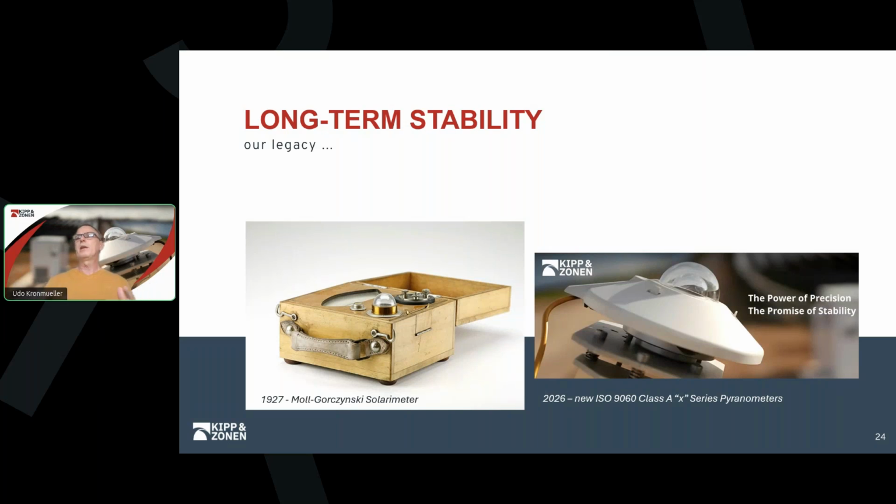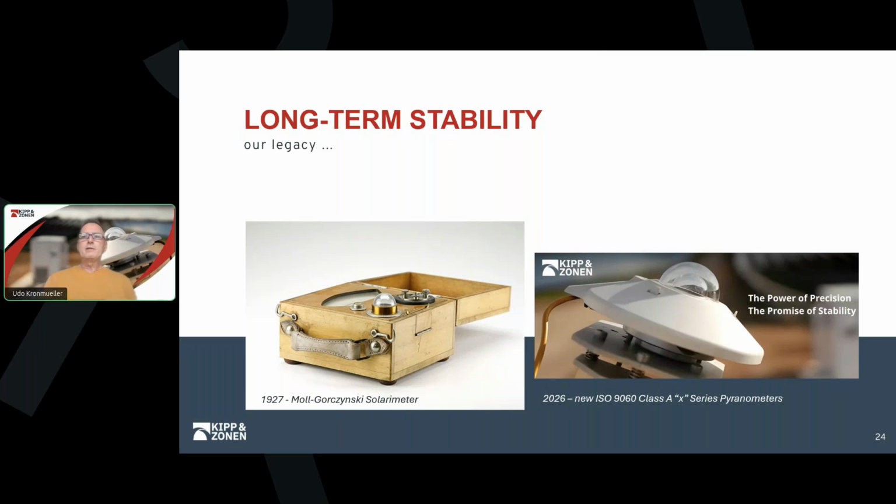We simply know it. And just recently, I had an example. We received a unit from the early 1990s from a German research institute, which is still in operation. And that proves, of course, also our legacy in long-term stability.